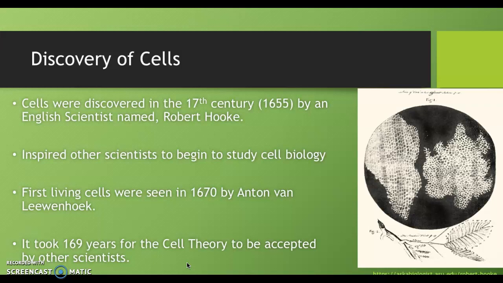It wasn't until years later when living cells were seen by a Dutch biologist named Anton van Leeuwenhoek. He made a special lens in order to observe a pond in hopes to find some evidence of living cells. 169 years later, after multiple scientists continued to view cells and study them, the cell theory was finally accepted in 1839.